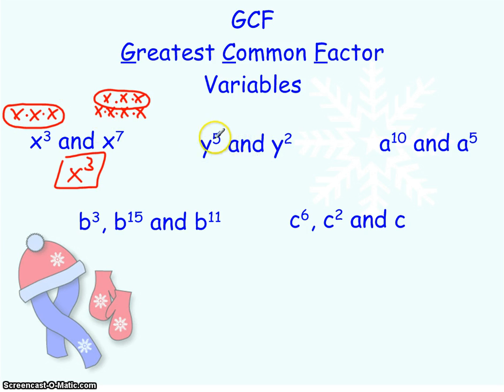So this one here has 5. Well, does this one have 5? No. This one has 2. Does this one have at least 2? Well, sure it does. So how many they have in common is the smallest exponent that they have. So that one is y to the second.